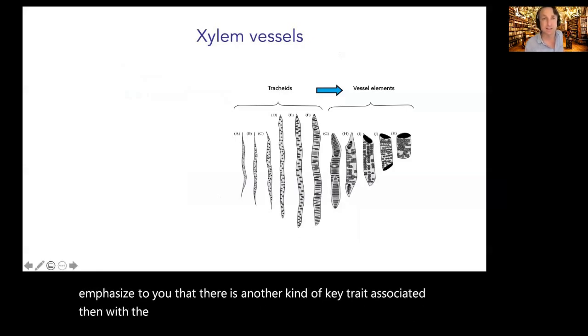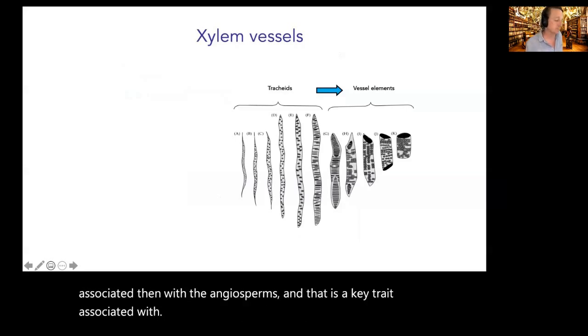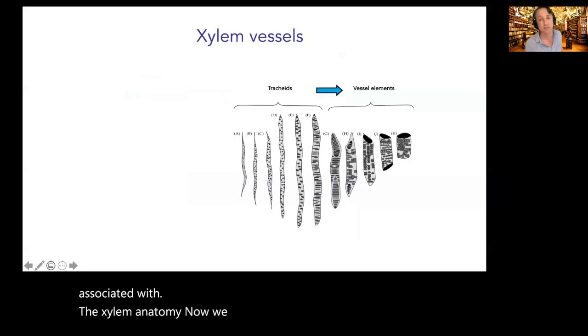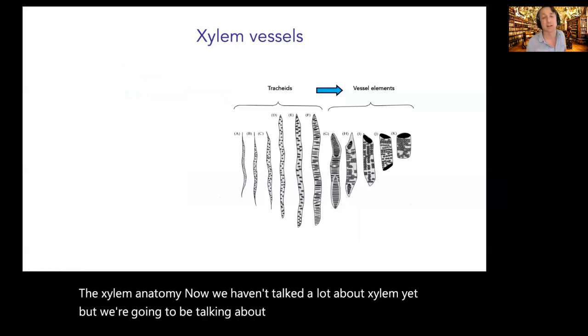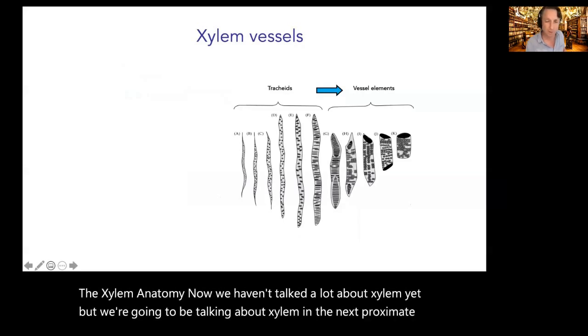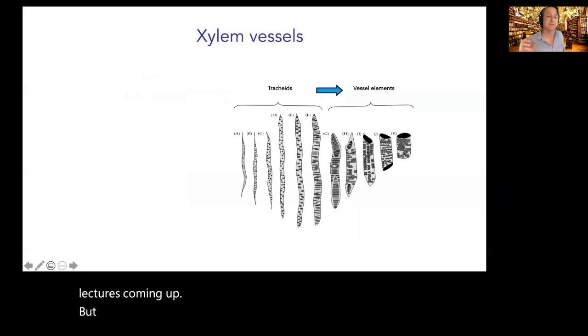And that is a key trait associated with the xylem anatomy. Now, we haven't talked a lot about xylem yet, but we're going to be talking about xylem in the next few lectures coming up. But xylem is a key vascular tissue associated with the evolution of the tracheophytes.